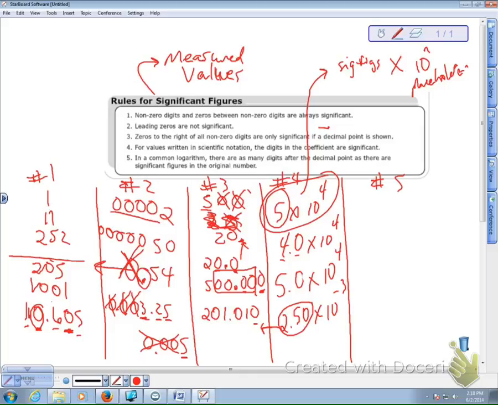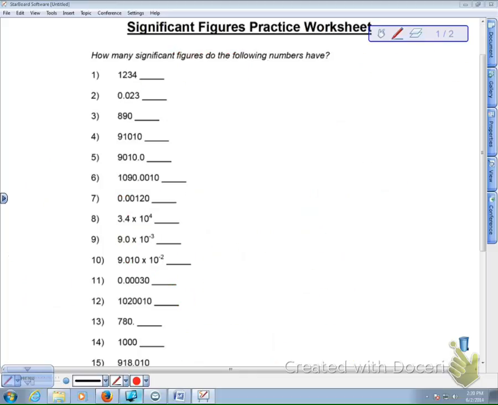Okay, again, print these rules out. We're going to use these rules to practice here as I change slides. Okay, here's some practice. If you haven't yet, hit pause, print this sheet out, and answer every question. Then I'll go through it one by one and talk about the correct answers and why.